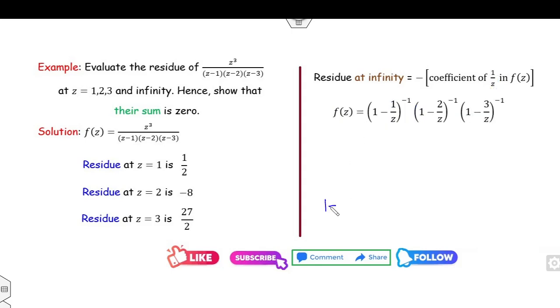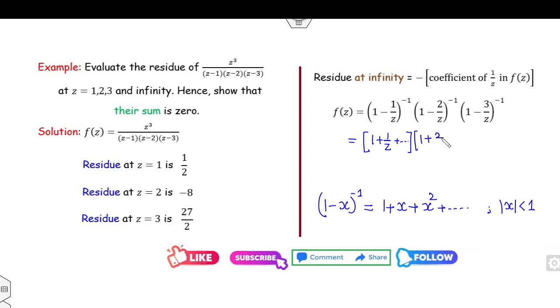Now you can expand the series. What is the series of 1 over (1 minus x)? It will be 1 plus x plus x squared plus x cubed and so on, provided the absolute value of x is less than 1. Clearly, our target is at infinity, so 1 over infinity is 0. Now you can open them. Because we need only the coefficient of 1 over z, I can write only the first two terms: 1 plus 2 over z plus 3 over z.